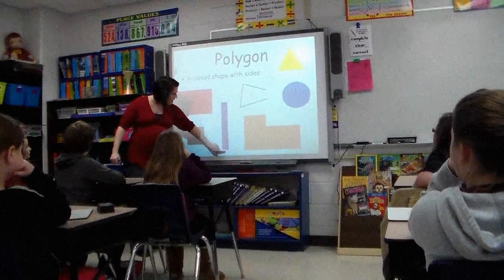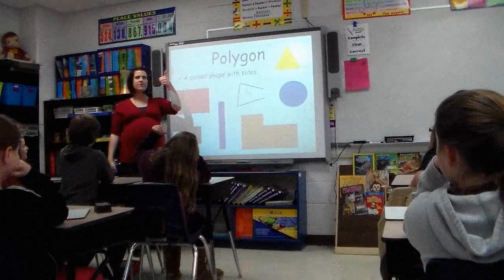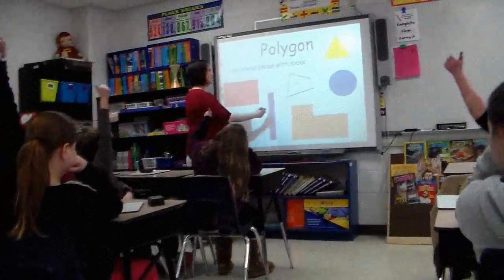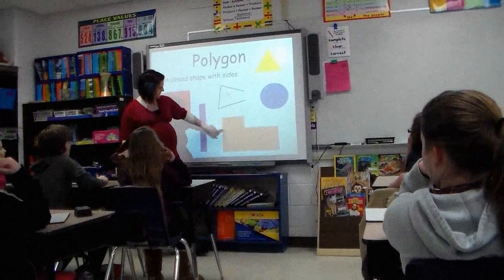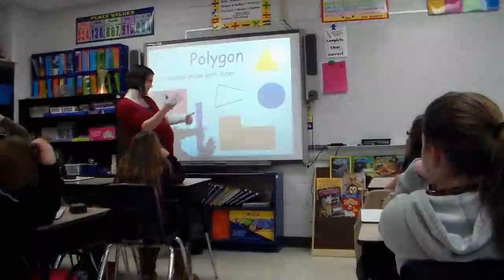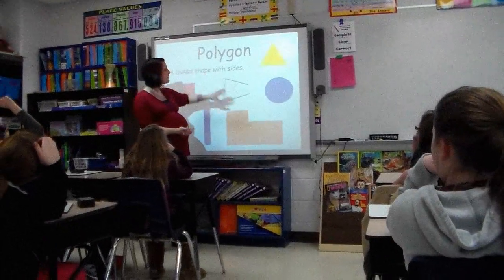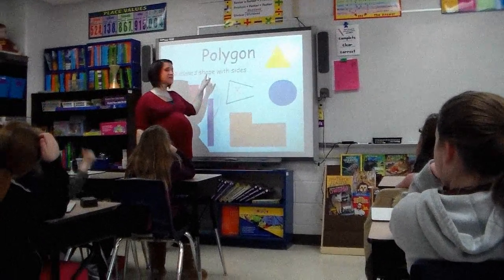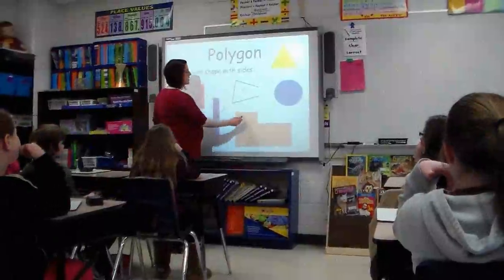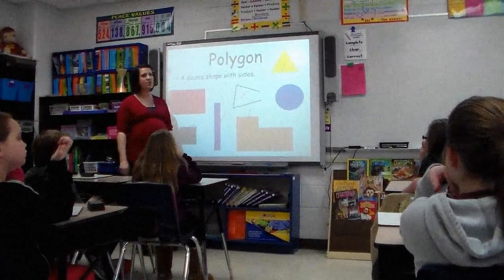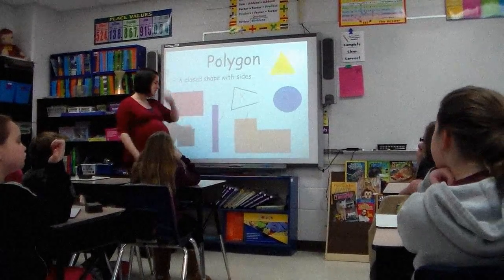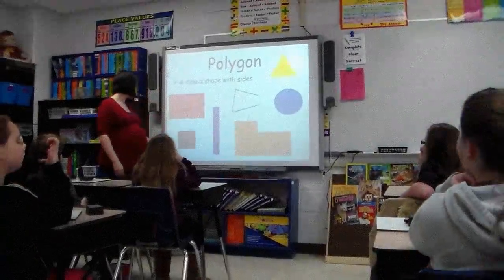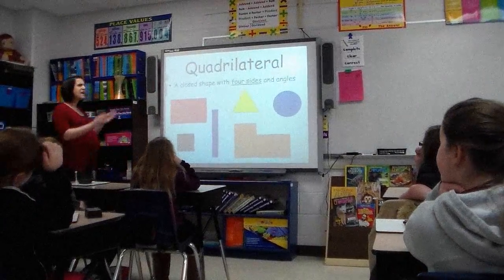And what about this tall, skinny rectangle? Give me a thumbs up if you think it's a polygon. Good job. And this big funky shape here, it looks like a rectangle with a rectangle on top. Is this a closed shape with sides? Yes. So it's a polygon. Pretty simple, right? You're like, duh, Miss Patmore. All right, let's look at the next one. So now we're moving on.